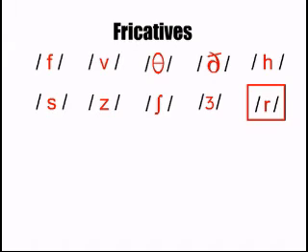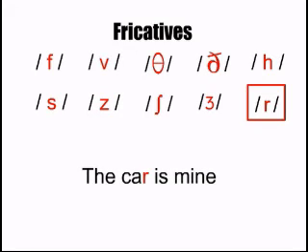Lateral fricative r. Despite the fact that r is a fricative, friction does not follow the sound's production. When r comes before a consonant, or when it comes finally, it is never pronounced in British English, as in car, bar, arm. Yet, if r is followed by a vowel, it is pronounced, as in the car is mine.